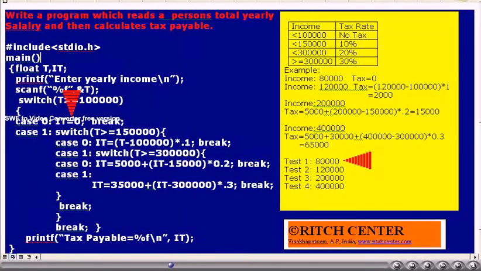Now consider the total income of a candidate is 80,000 rupees. Is that greater than or equal to 1 lakh? Is the first outer switch statement expression true? No. Thus its value is 0. The expression value is 0. Thus its respective case 0 statements will be executed. Thus we will get the tax value as 0. When it is printed, we will get tax as 0.